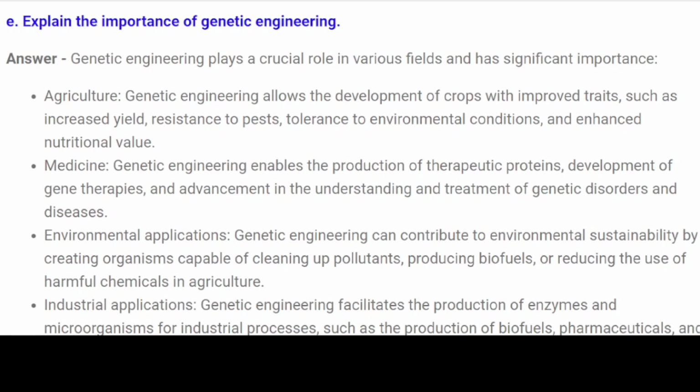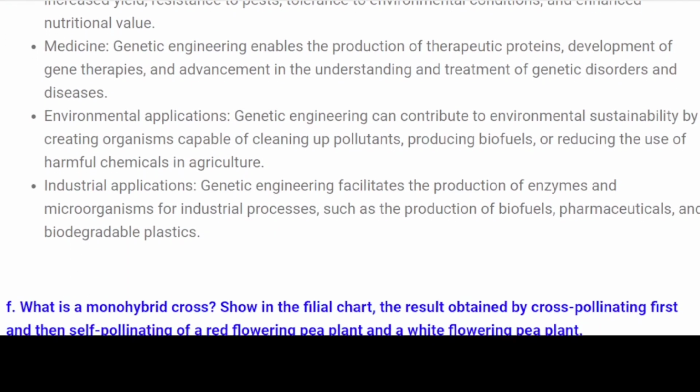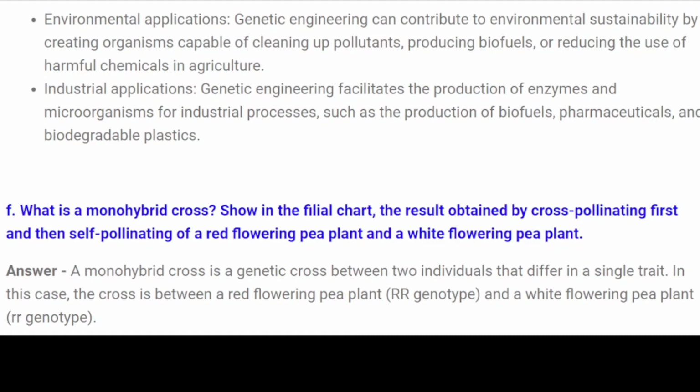Agriculture: Genetic engineering allows the development of crops with improved traits, such as increased yield, resistance to pests, tolerance to environmental conditions, and enhanced nutritional value. Medicine: Genetic engineering enables the production of therapeutic proteins, development of gene therapies, and advancement in the understanding and treatment of genetic disorders and diseases. Environmental applications: Genetic engineering can contribute to environmental sustainability by creating organisms capable of cleaning up pollutants, producing biofuels, or reducing the use of harmful chemicals in agriculture.